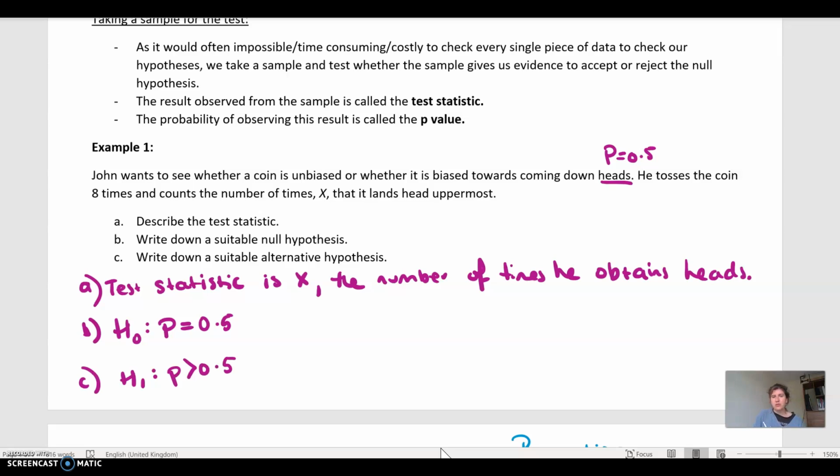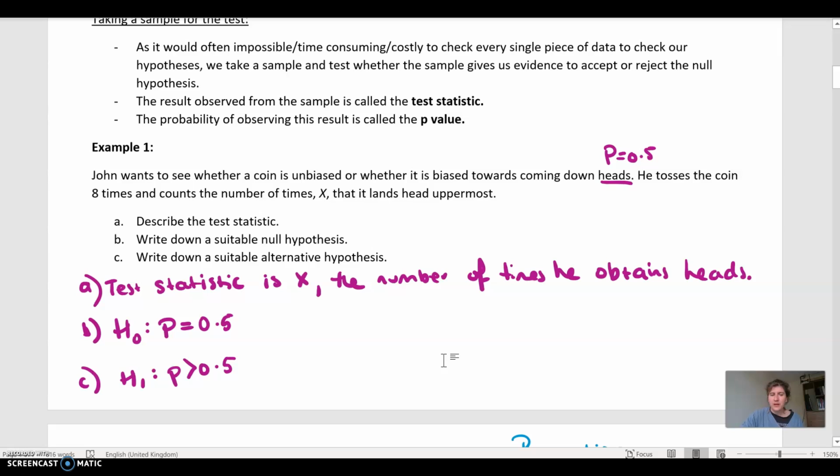Okay. If we were testing whether it was biased towards tails, but we were still looking at the number of times heads lands, then that probability would be less than 0.5. But because we're looking at whether it's biased towards heads, we're expecting a bigger probability for heads, so probability greater than 0.5. Right, hope that makes sense.